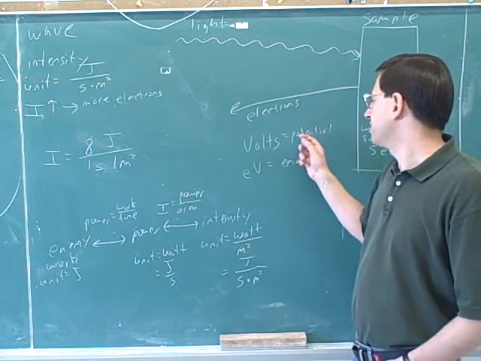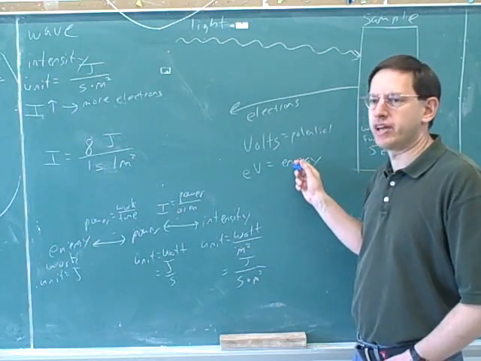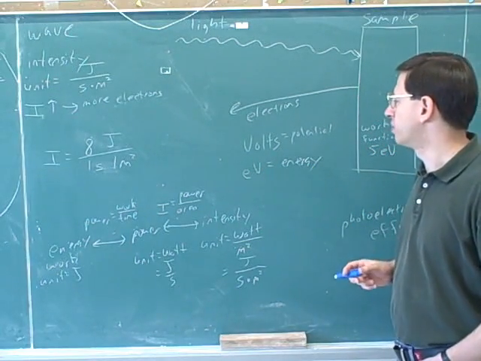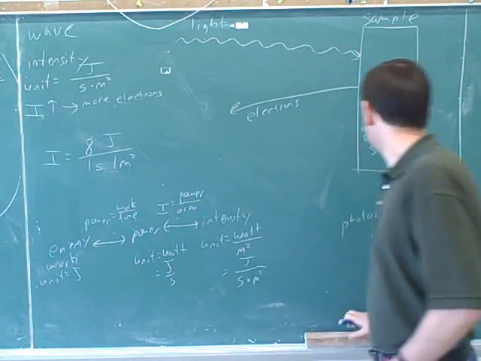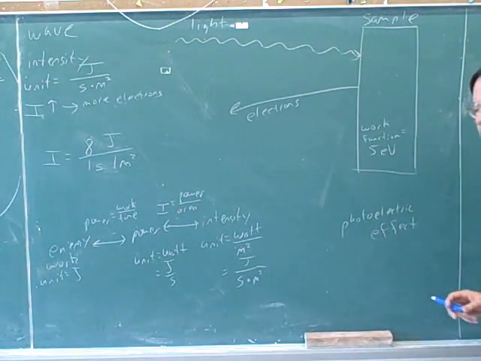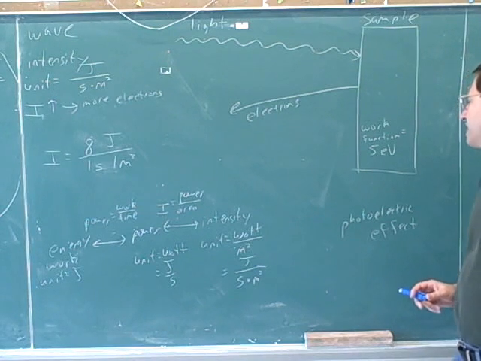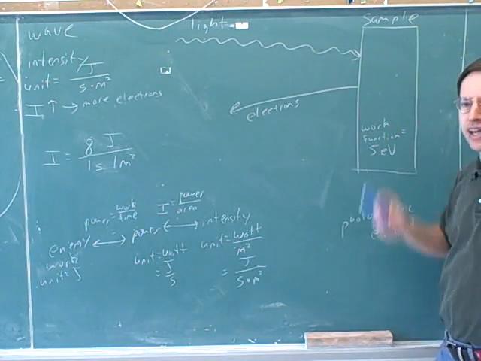Okay, so volts are a unit of potential, but electron volts are a unit of energy. We'll probably have to talk about that a little bit more in a couple seconds, but let's keep going for now. So the work function here might be 5 electron volts, which means that it would take 5 electron volts to pry an electron free.